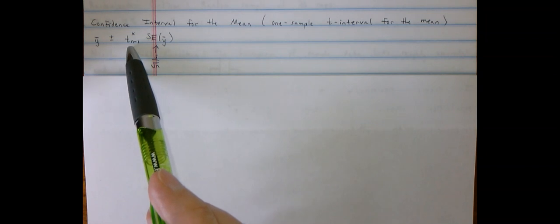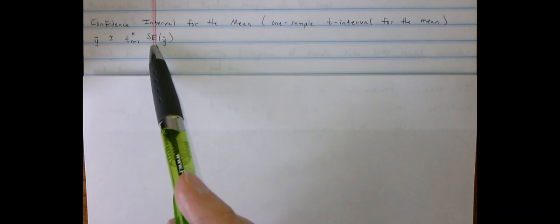Let's summarize how to construct a confidence interval for the mean. And this is also called a one sample t interval for the mean. We take our sample mean, y bar, add and subtract this critical value t star, which you could include this n-1 subscript to denote the degrees of freedom. So this value is found from the t-table, as I demonstrated earlier, and you multiply by the standard error of y bar, which is the sample standard deviation s over the square root of n.